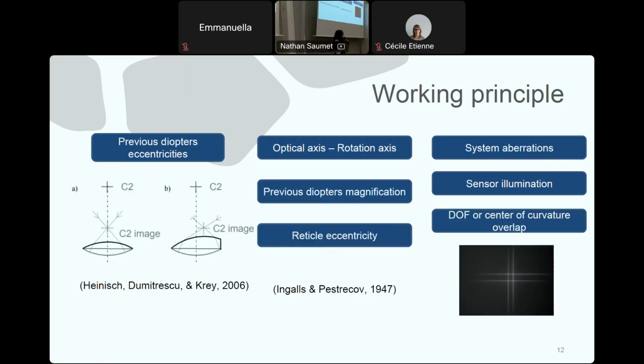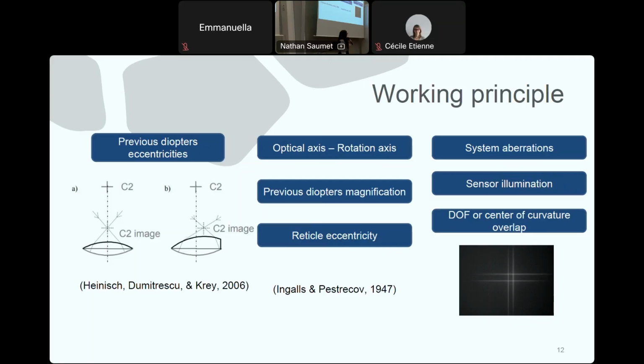With this method, we need to take care of multiple aspects, such as the previous diopter eccentricity, the previous diopter magnification, and also the fact that the system will measure the centration error relative to the rotational axis of the system, that is not, in most cases, the optical axis. We also have to take care of the reticle eccentricity and a few more. Most of these problems are taken into account in most industrial measurement systems we can find.